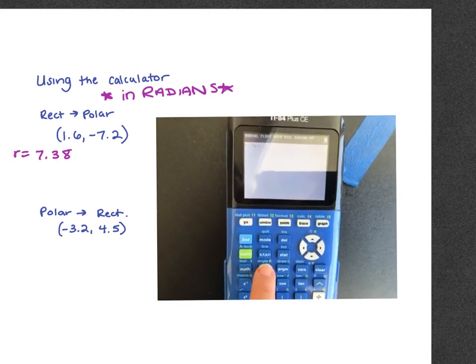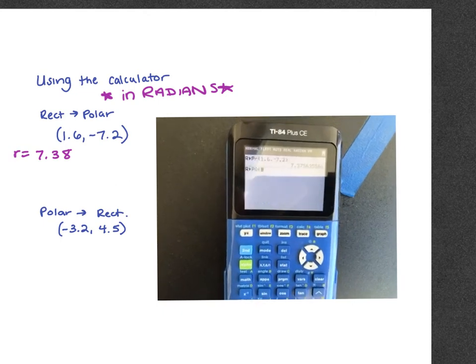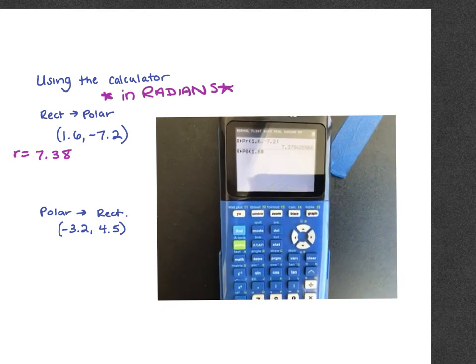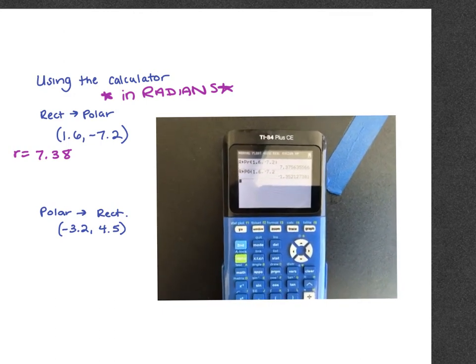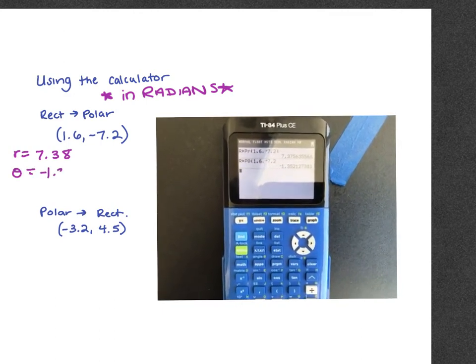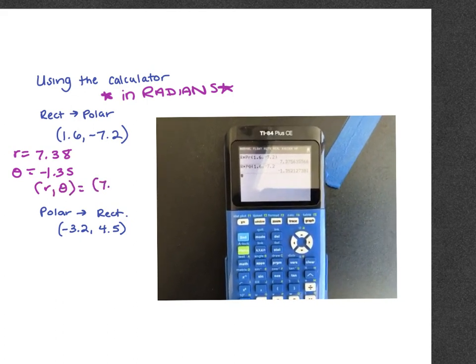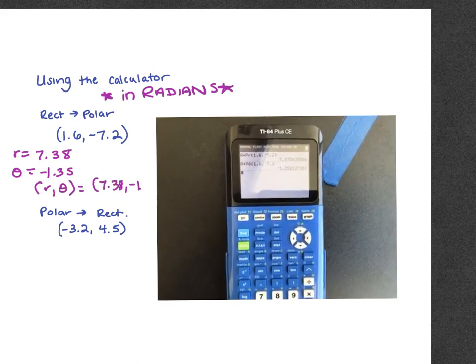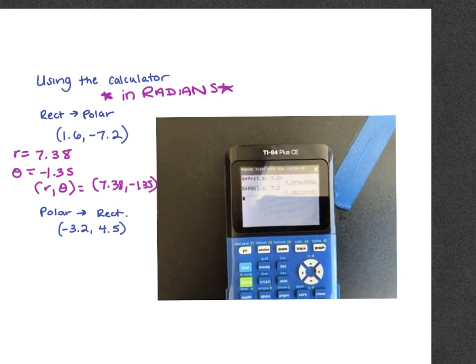Repeat that. Second apps, R to P theta. 1.6 comma negative 7.2. And theta is negative 1.35. So my answer R, theta, is 7.38, negative 1.35. I'll walk you through how to do this with the scientific calculator after I do the next one.